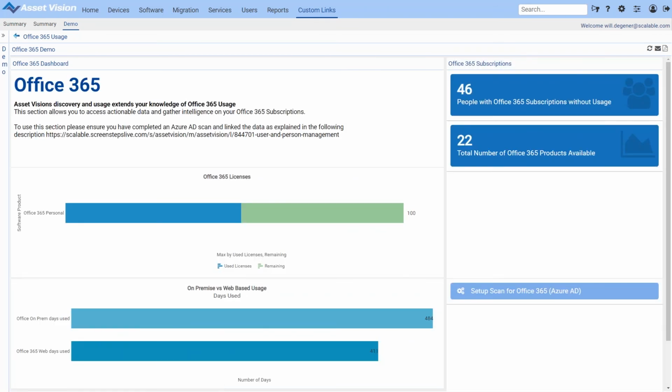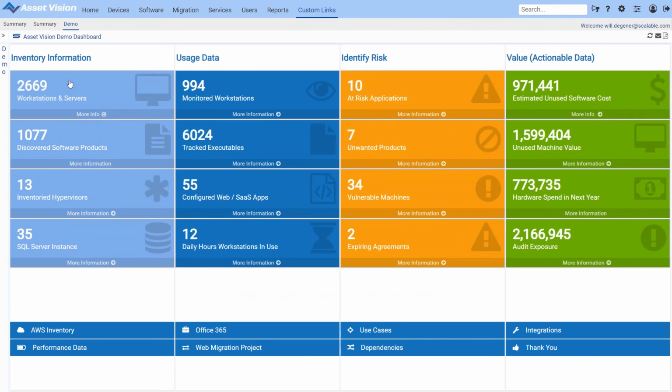There we go. So, talking about Office 365. We can interrogate your Office 365 account, and then apply that to the usage information: Office on-prem days used, Office 365 web days used. As you pull out those use cases, we can start to build dashboards to identify usage, and break that down to see who's using the things that require us to buy an E5 or an E3, and whether we want to work that out.